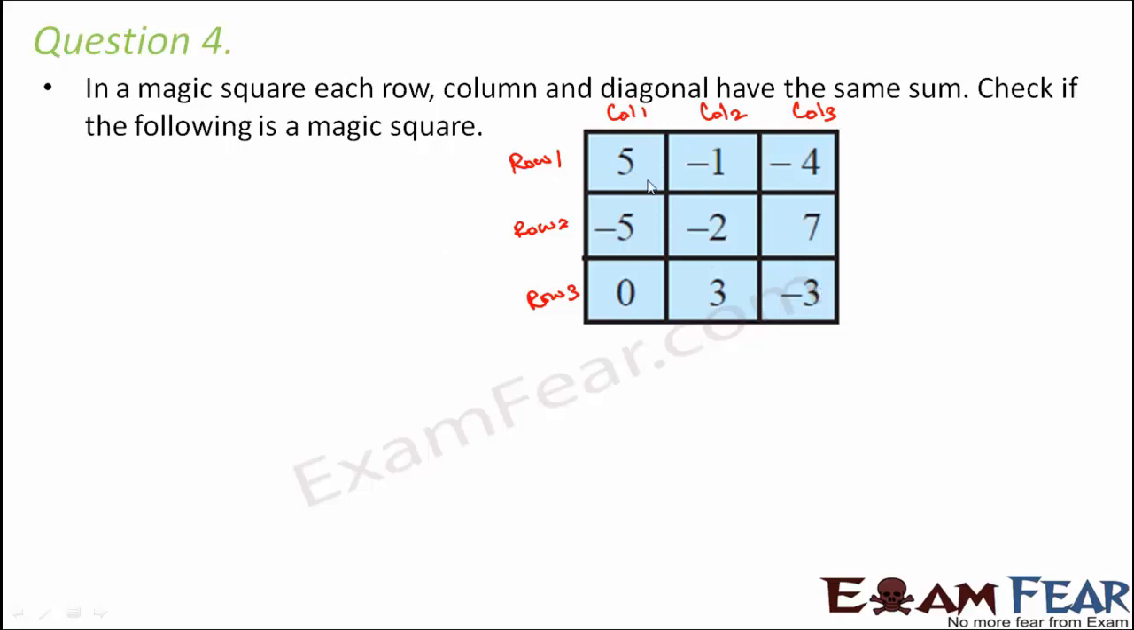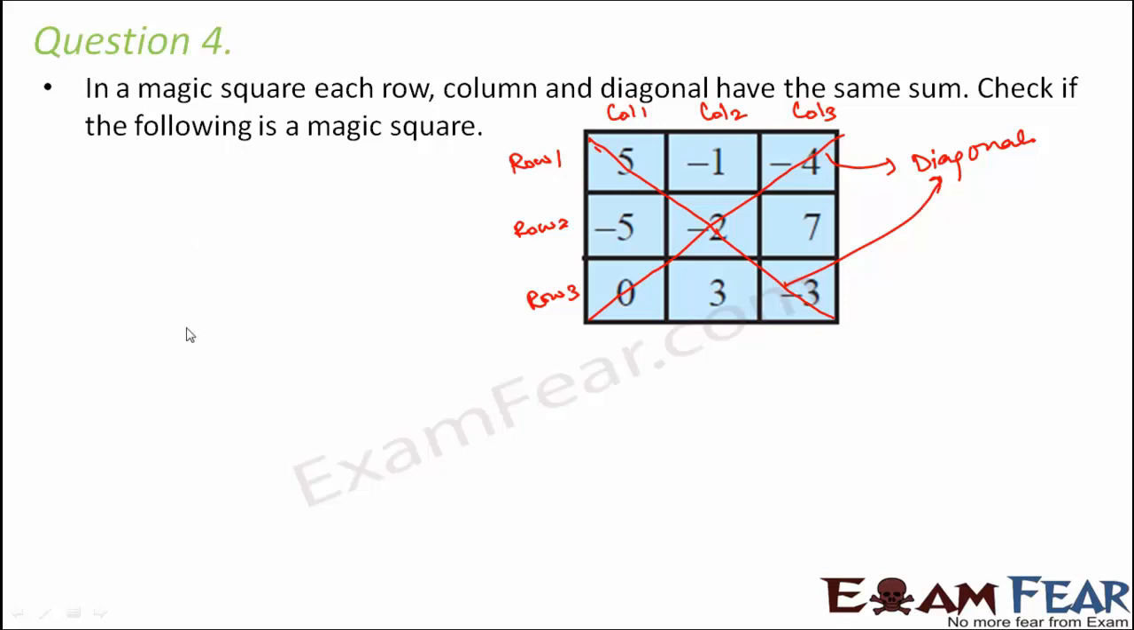And what is a diagonal? So this is a diagonal. So this 5, 2, minus 2, minus 3, this forms a diagonal. Similarly 0, minus 2, minus 4, these are the diagonals. Right? So that's clear from this now. So now we have to find out if this is a magic square.